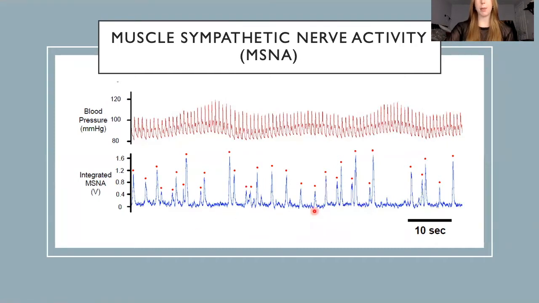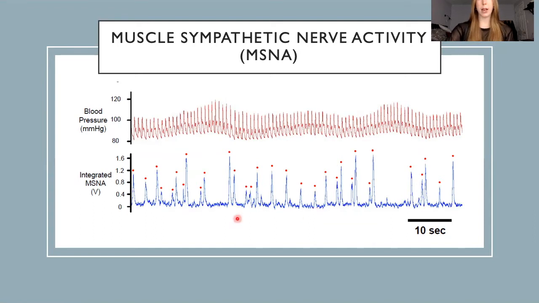This technique can be used to measure various types of nerve traffic, but our lab's focus is on muscle sympathetic nerve activity, aka MSNA. This is the outgoing signal from the central nervous system that innervates vascular smooth muscle, and it's important in controlling systemic blood pressure through regulation of peripheral resistance.